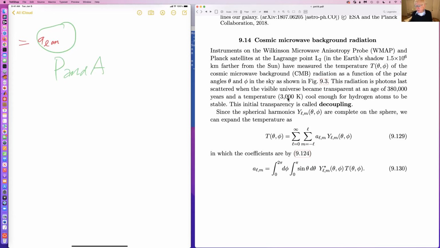This happened at about 380,000 years after the Big Bang. I call this initial transparency. Some people call it decoupling. It's when the photons and matter essentially decoupled. The photons and the hydrogen decoupled. The helium decoupled earlier because helium energy levels are higher.